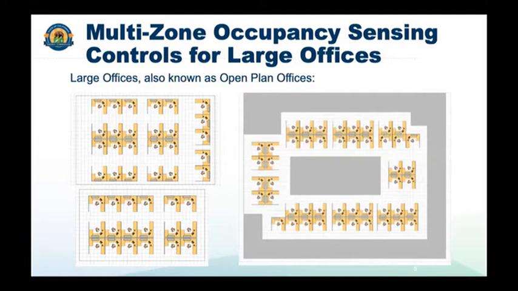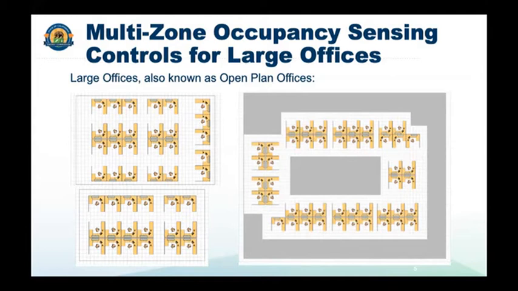This measure is about multi-zone occupancy sensing controls in large offices. Large offices and open plan office could mean differently for different persons. In order to avoid confusions, it is proposed to specify offices larger than 250 square feet as large offices. So what I mean is that offices larger than 250 square feet would be defined as large offices and would have to meet the multi-zone occupancy sensing controls requirements.